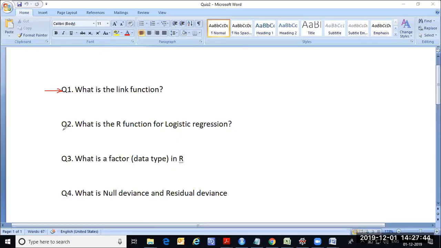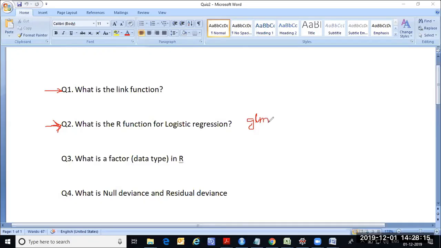So what is the R function to build a logistic regression model? What is the function we have used in R to build logistic regression? GLM, right? So for linear regression, we have used LM. For logistic regression, that is GLM, generalized linear model.